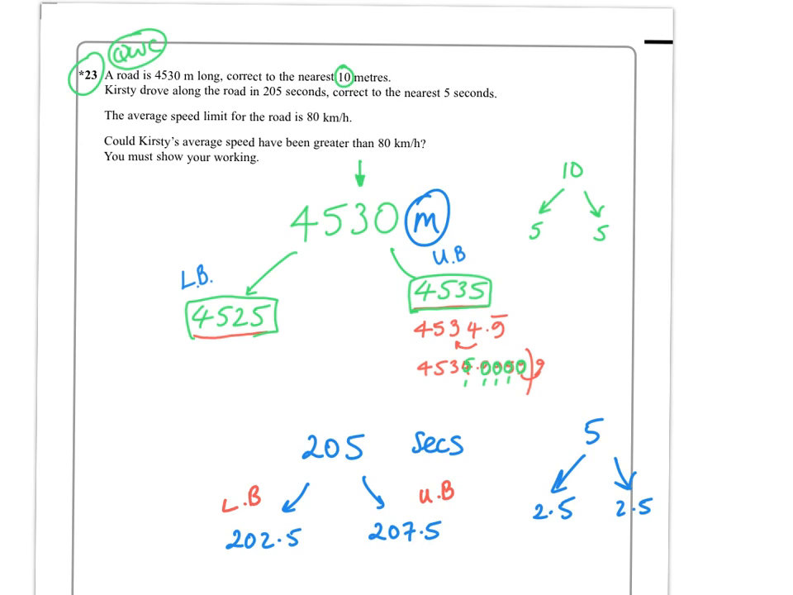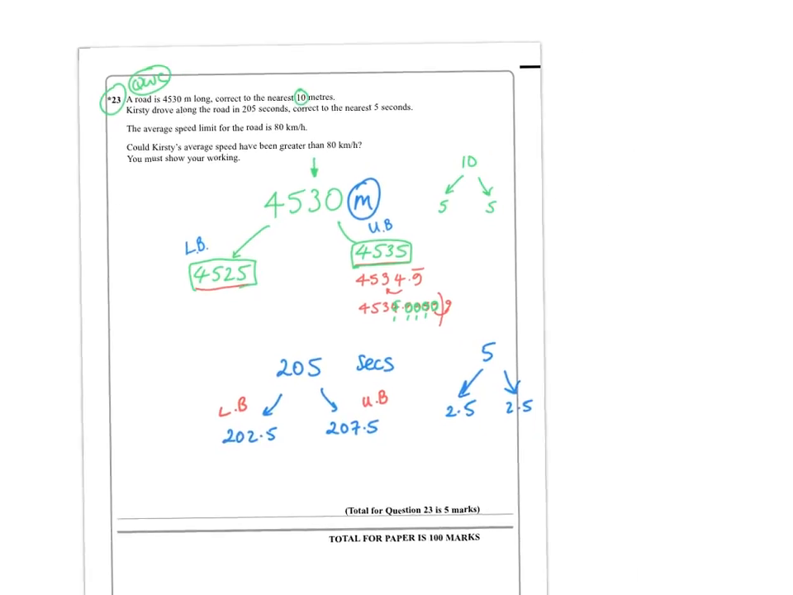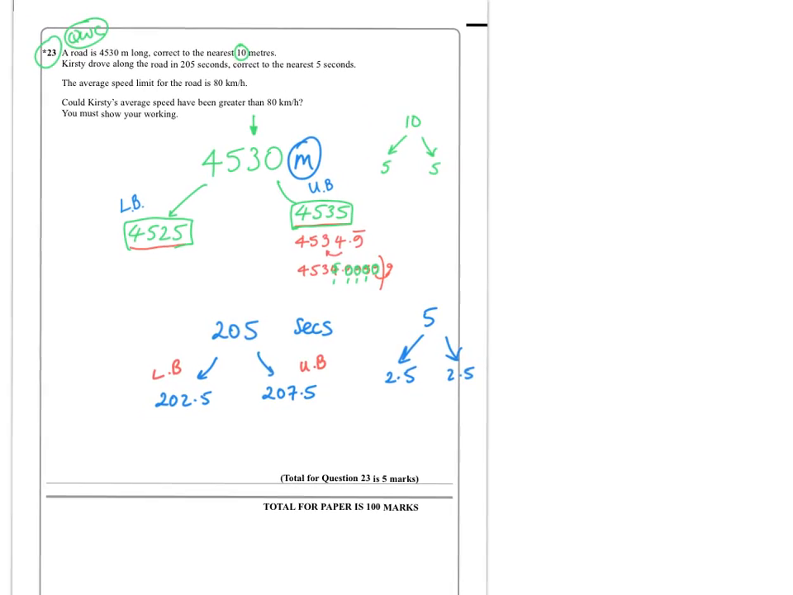And it says the average speed limit for the road is 80 kilometres per hour. Could Kirsty's average speed have been greater than this? Well, let's do some workings here.